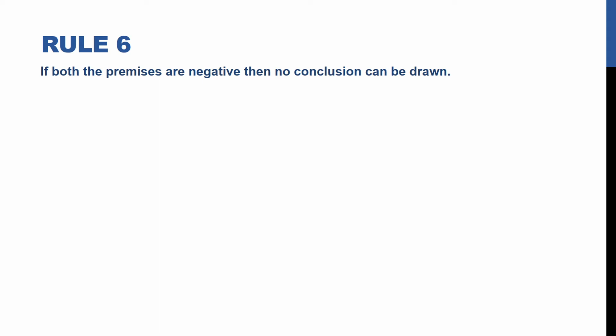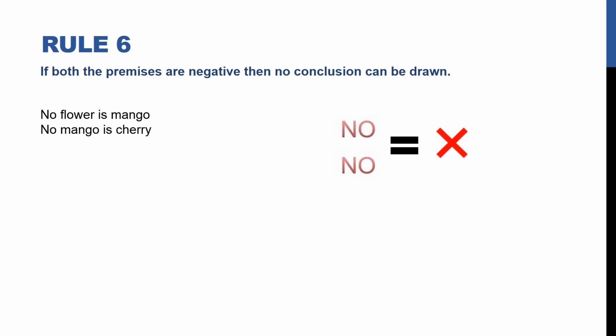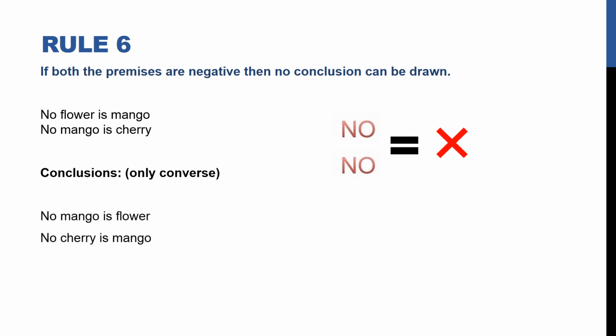Rule 6 says that if both the premises are negative, then no conclusion can be drawn. Example, no flower is mango, no mango is cherry. This syllogism doesn't have a primary conclusion and only has the converse of the statements as the conclusions. So the conclusions are no mango is flower and no cherry is mango.